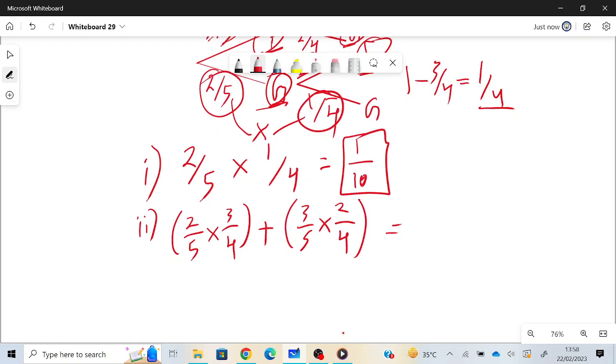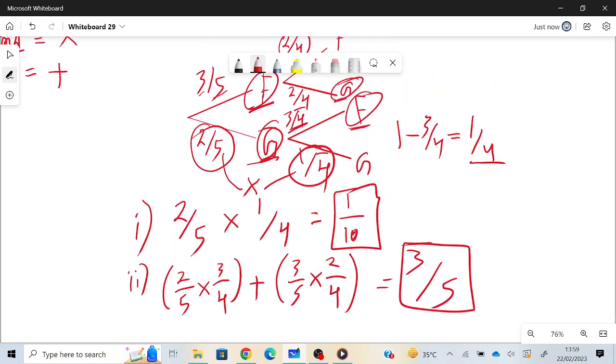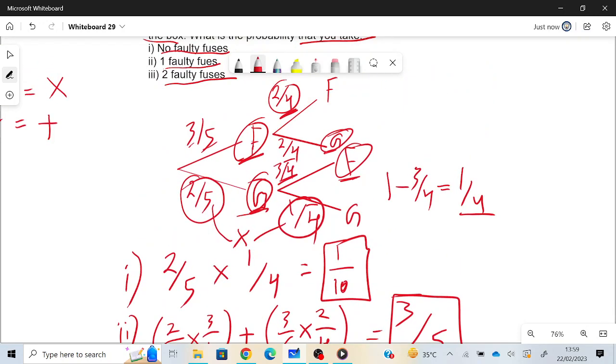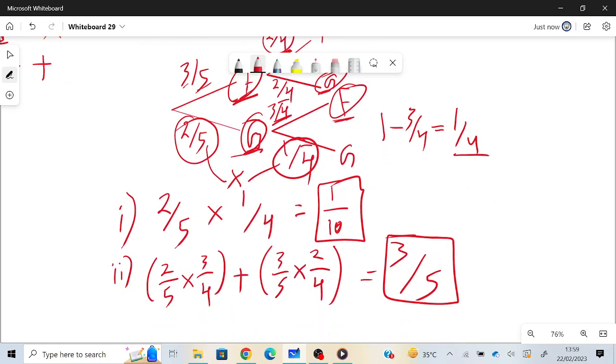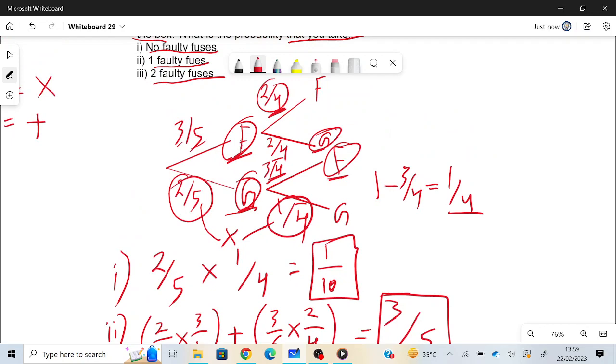Yep, it is 3 over 5, because this question can be a bit misleading. You might just go with one of the scenarios, saying, okay, my first is a faulty fuse and then my second is a good fuse, and just multiply them both together. But you need to also look at the other side. You can either have a good fuse and then a faulty fuse in your first pick, or, hence the addition of the two products, you can have a faulty fuse in your first pick and a good fuse in your second pick.